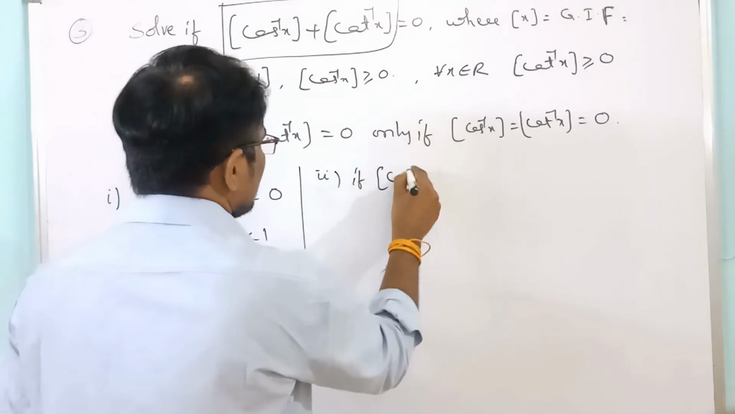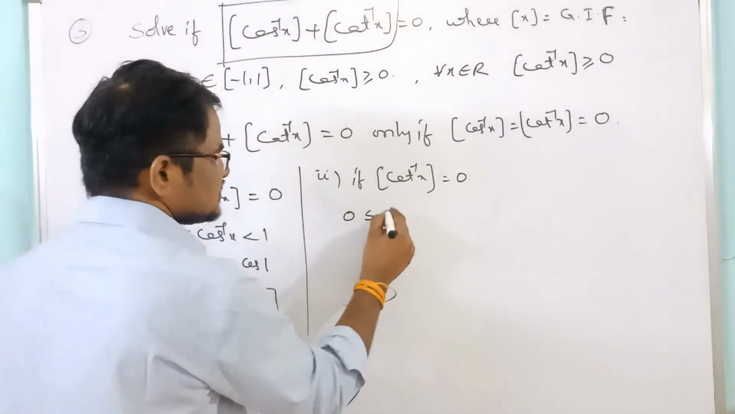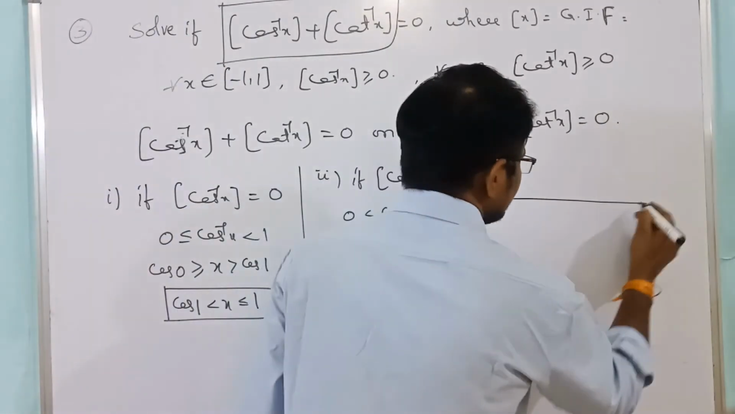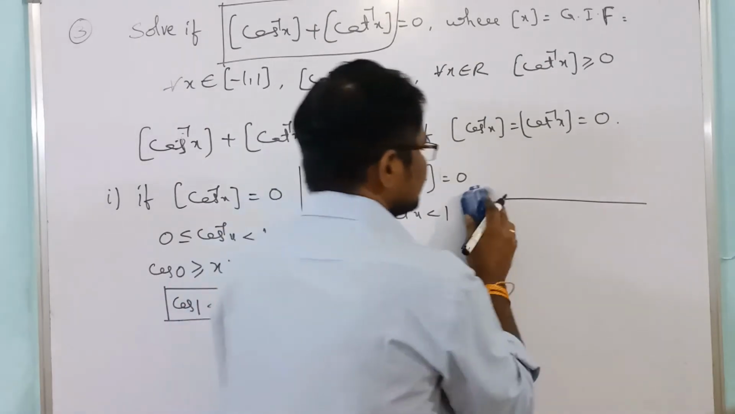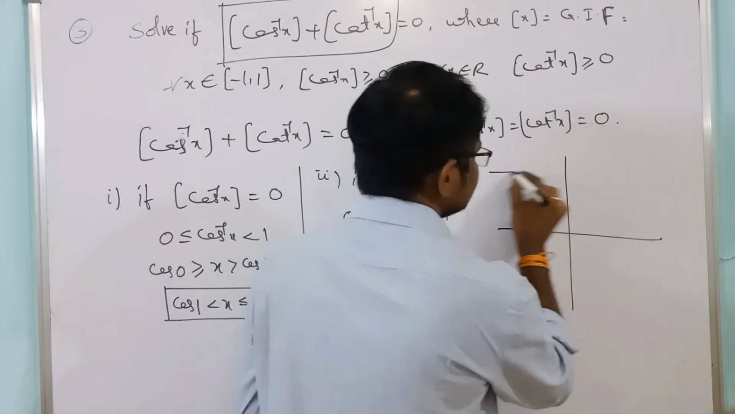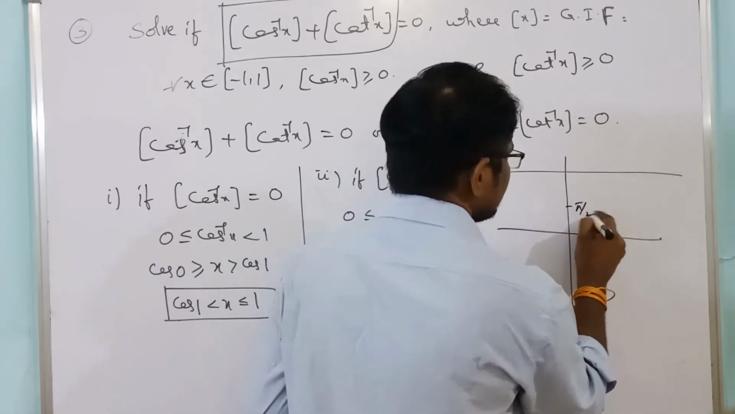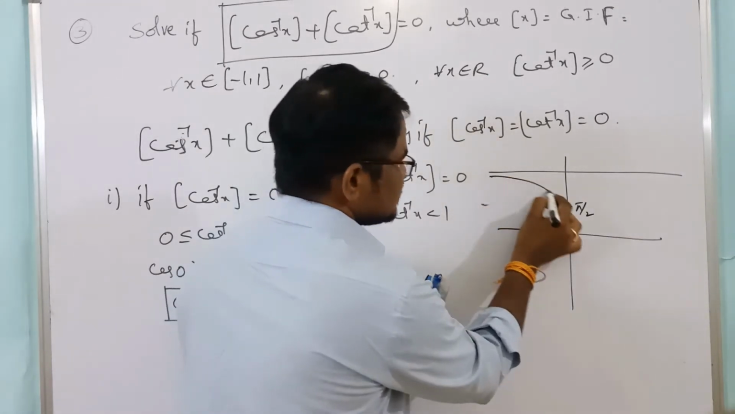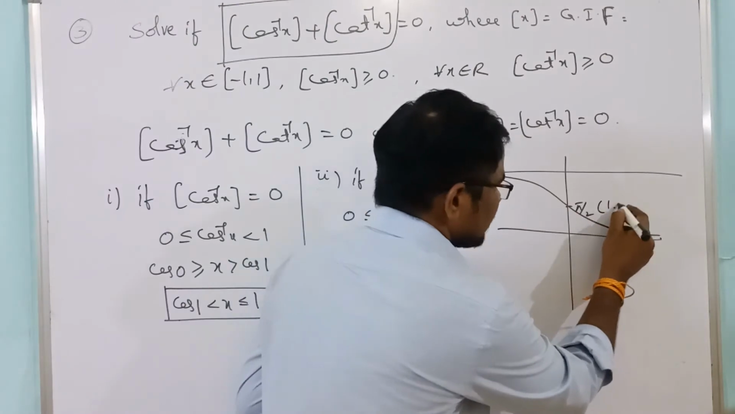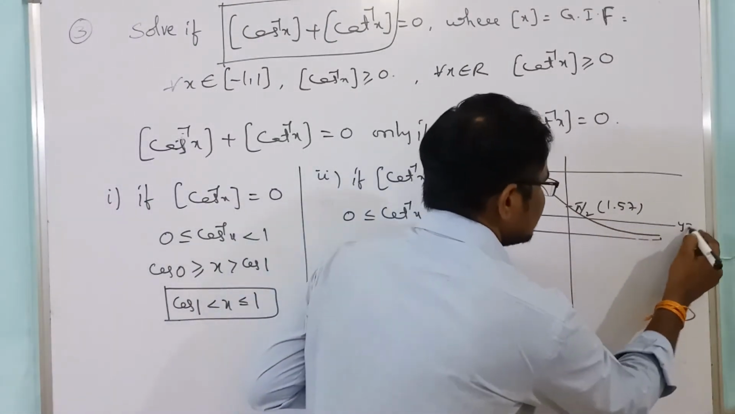If cot inverse x equals 0, then here also 0 is less than or equal to cot inverse x, which is less than 1. So here also, if you take the graph of cot inverse x, here is pi by 2. So this is the graph of cot inverse x. This is nothing but 1.57. Pi by 2 means 1.57. Here y equal to 1 will be there.